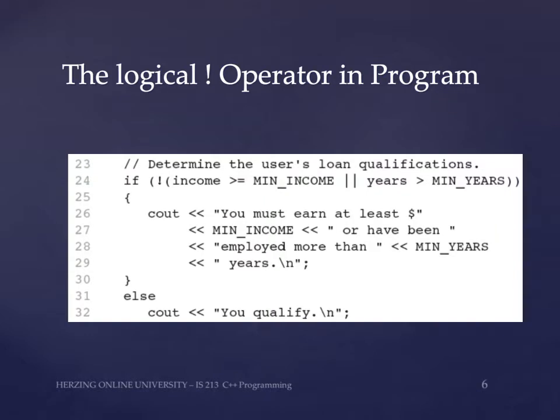In the case of the logical NOT operator, the inside of the parentheses, income greater than or equal to min income or years greater than min years, will be evaluated first. And the logical NOT will flip the Boolean result. So if the OR result is true, the NOT will flip that to false, and the opposite is true as well. So if the OR result is false, the NOT will flip that to true.